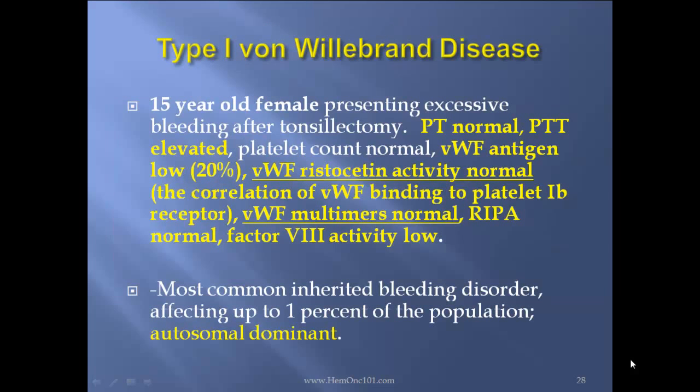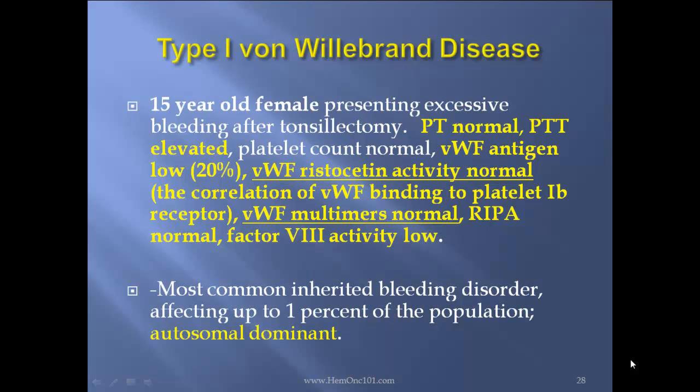Type 1 von Willebrand disease case report. A 15-year-old female presenting with excessive bleeding after tonsillectomy, PT normal, PTT elevated, that's due to low factor 8 levels, platelet count normal, von Willebrand antigen low, but the activity normal. The activity, again, is a correlation of von Willebrand factor binding to platelet 1B receptor. Multimer is normal. RIPA normal. So again, if you see low antigen but normal activity, that's type 1.